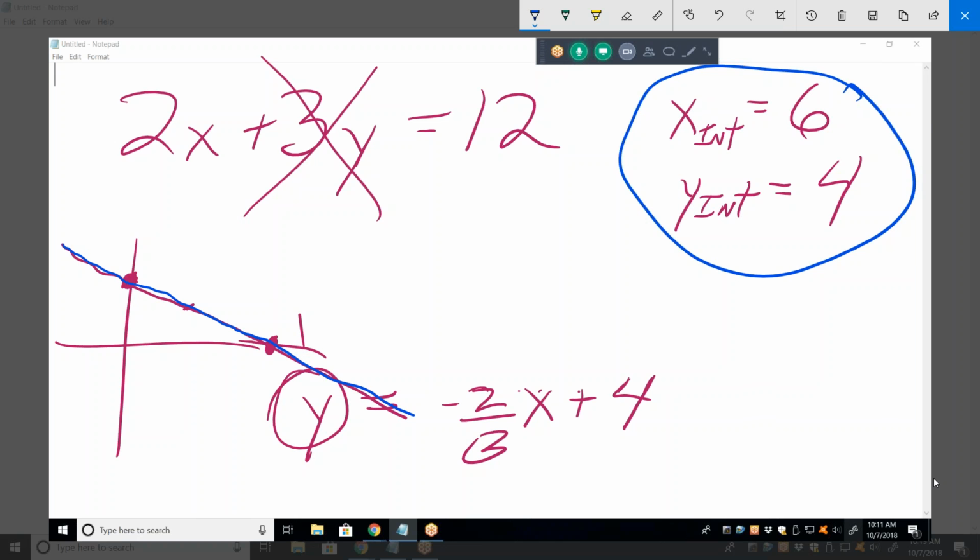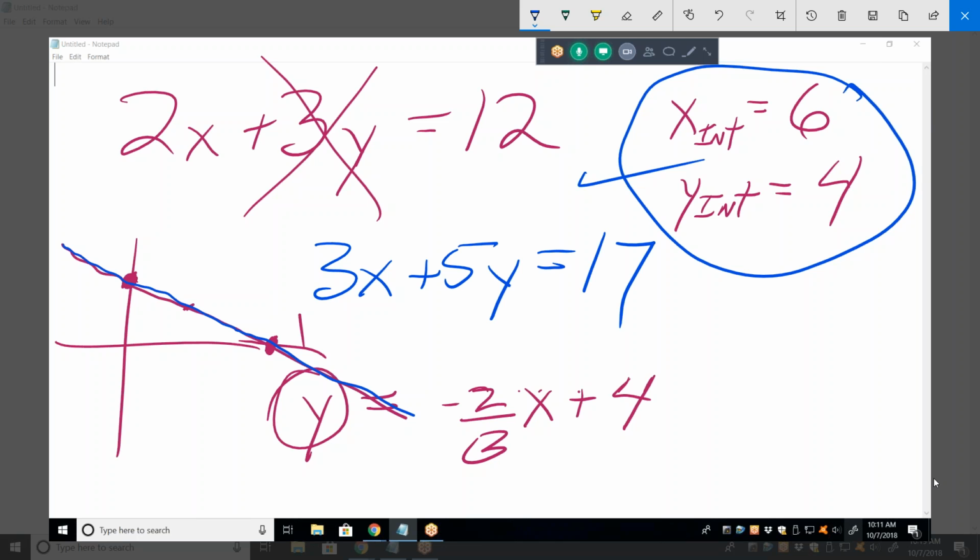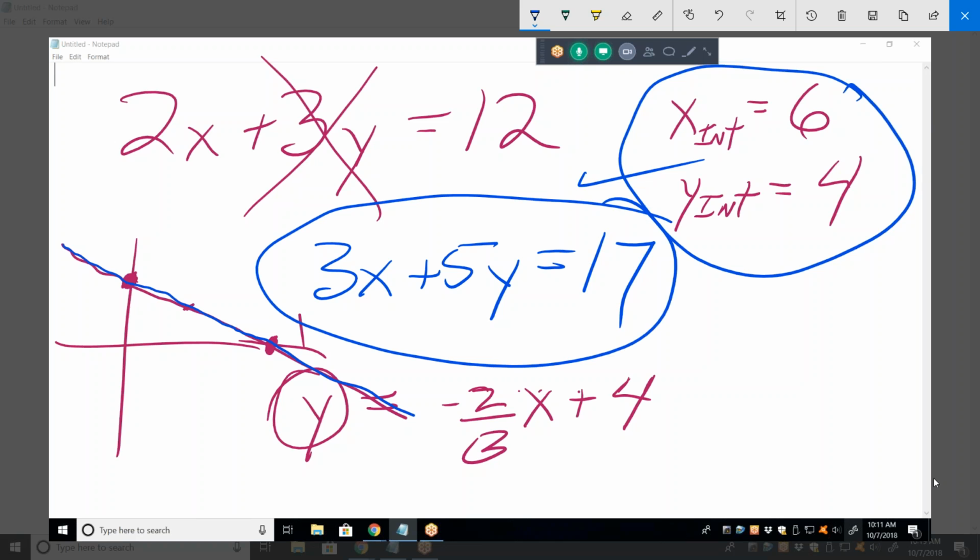Now, this method was a little easier, don't you agree? Here. Yes. But it's not always. In other words, if I give you something like this, now it's not so easy. In other words, nothing divides into anything evenly. So when I go to find my x-intercepts, it's going to be a fraction. When I go to find my y-intercepts, that's going to be a fraction. And plotting fractions on grids is tough. So when you get a problem like this, it's going to be easier to solve. I can solve that thing almost in my head.